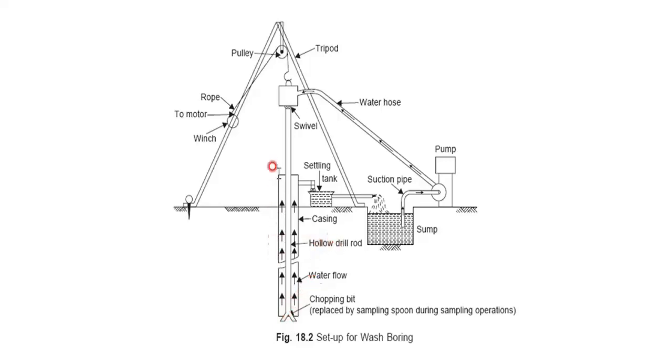A hollow drill rod is there. This hollow drill rod is connected to the chopping bit, and by using mechanical machines it will be vibrating and hitting the ground. Along with that, there will be some water which we put inside this hollow pipe, and that water also hits the ground as a jet. Whatever soil is chopped becomes powder, and that powdered slurry will come up around this hollow pipe.